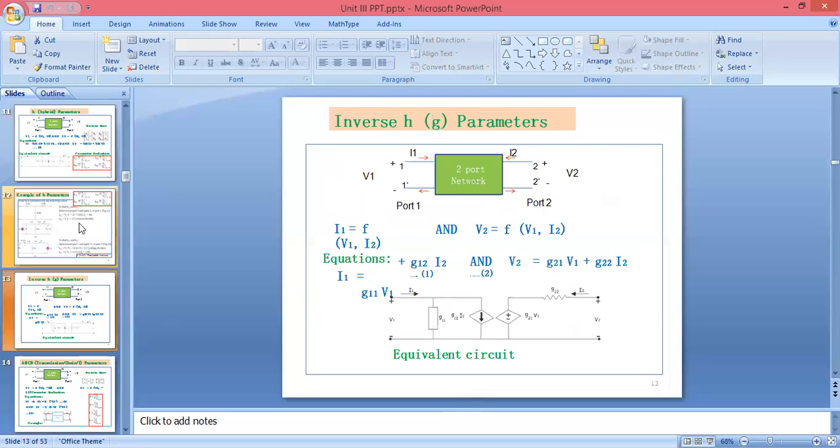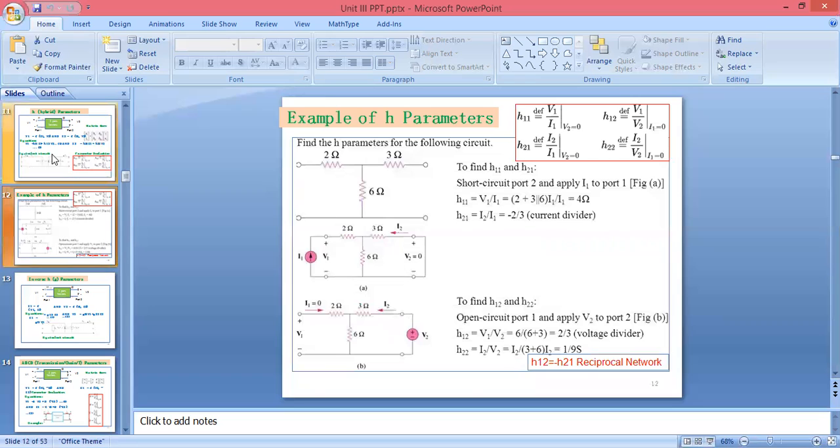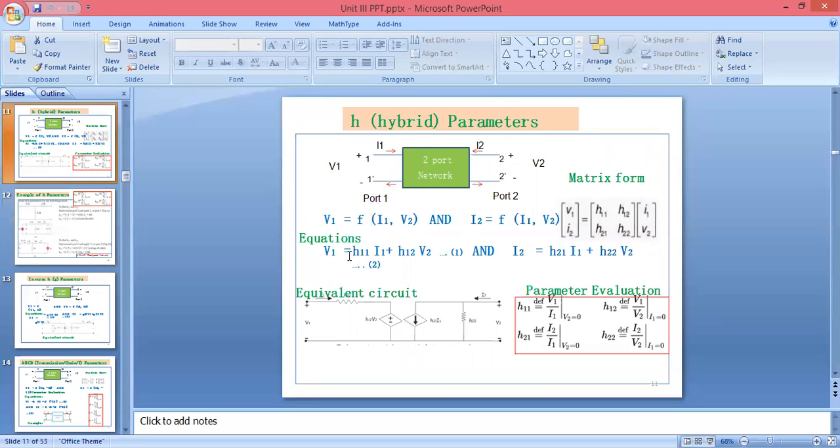Now we have to see one example for the H parameters. According to the H parameters, we know V1 and I2 depend on I1 and V2. So you will get four equations because you are supposed to derive H11, H12, H21 and H22. So what can we do? We can consider one variable as 0. First we will consider V2 as 0 volts, then next time we can consider I1 equal to 0 ampere. If you consider I1 equal to 0 ampere, you will get the equations for H12 and H22.